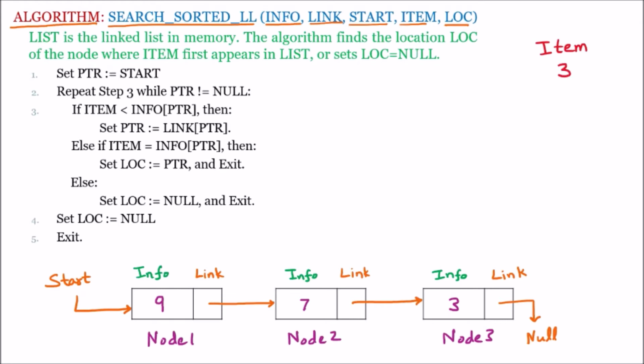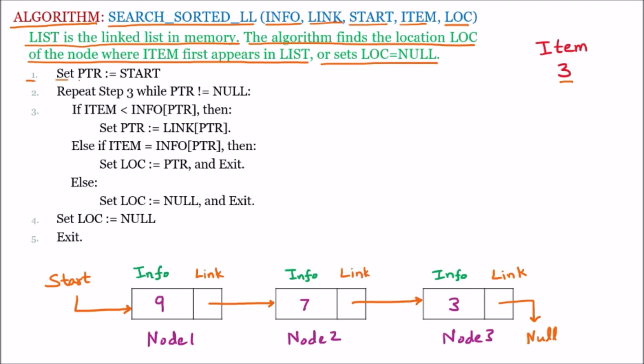Now we are working on the algorithm. So list is the linked list in memory. We are assuming that this list is a linked list. The algorithm finds the location LOC of the node where item first appears in the list. That means the item which is 3, where it appears, we want to find the location, or set location equal to null. If we are not finding the location, obviously we will make it null. So now we are starting with the algorithm.